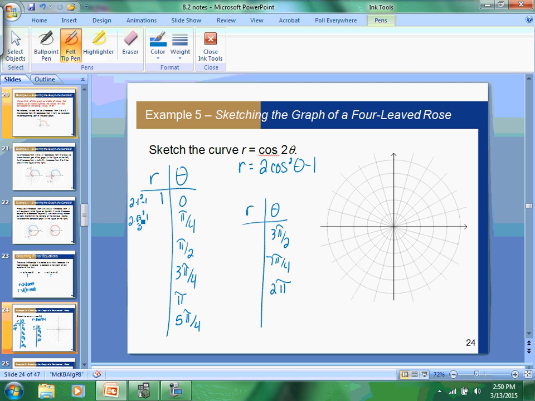So if I take the square root of 2 over 2 and I square it, I'm going to get 2 over 4. And then I have to multiply that by 2, which will be 4 over 4, which is 1. And then when I subtract 1, I get 0.